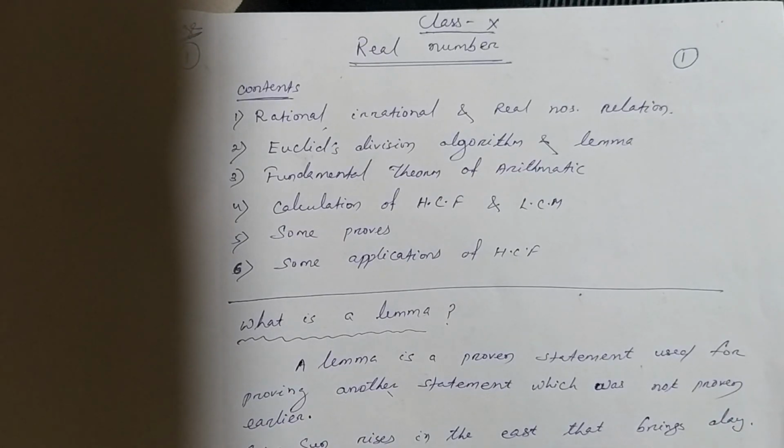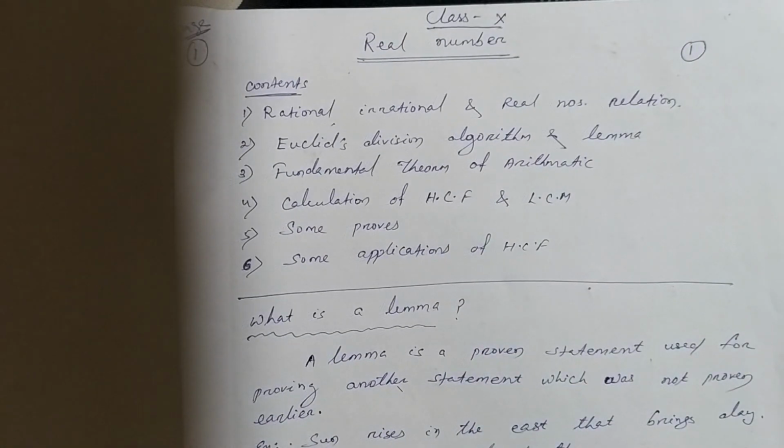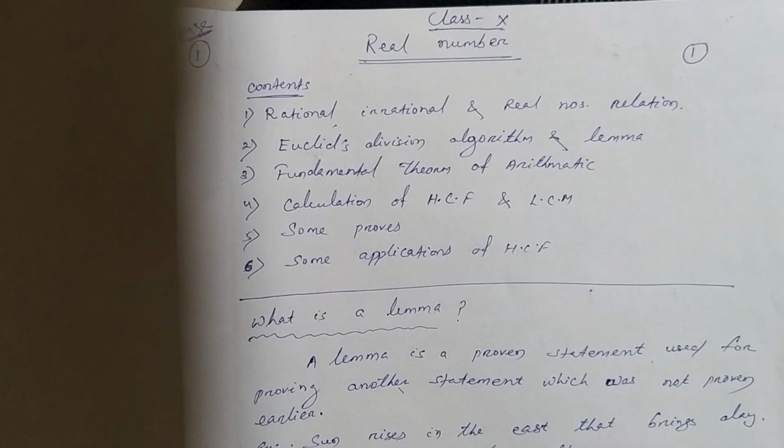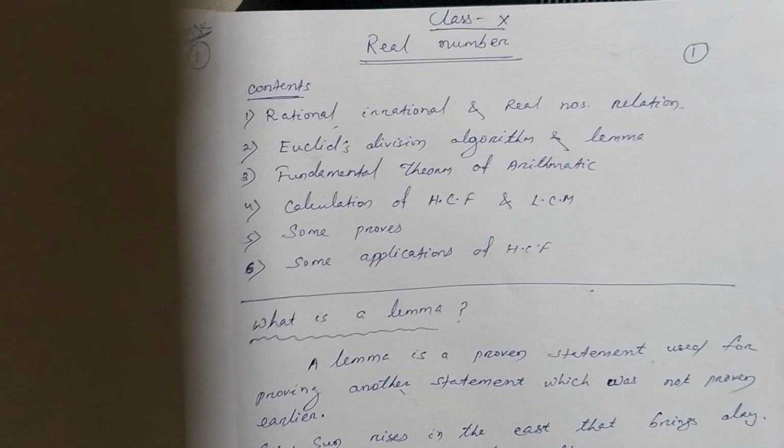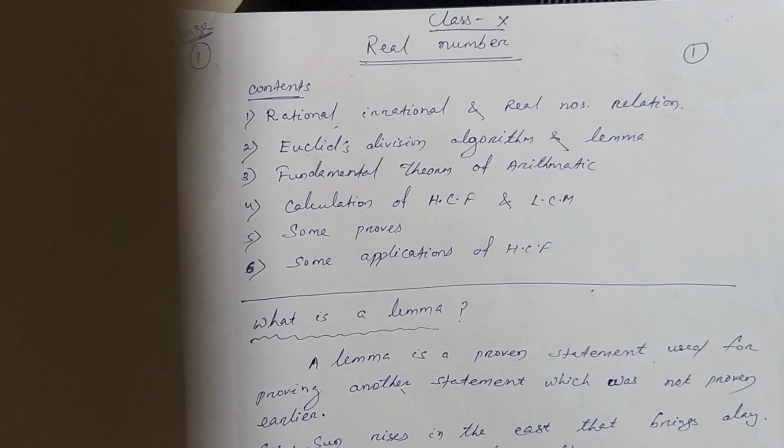Hi everyone, this is your mathematics first chapter, Real Numbers. In this chapter we have some contents: rational numbers, irrational numbers, and we'll learn something about real numbers, which is the combination of both rational and irrational numbers. We have learned in class 9th what rational numbers and irrational numbers are.